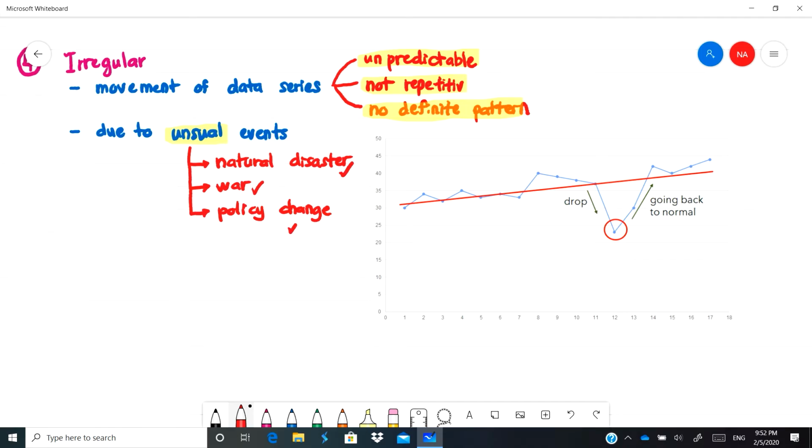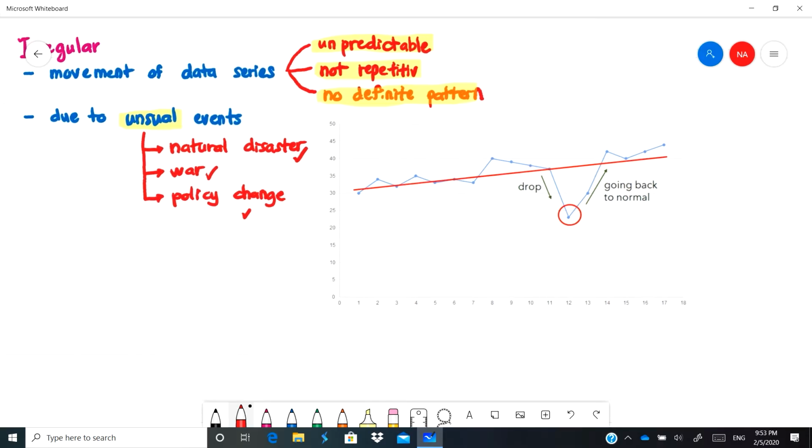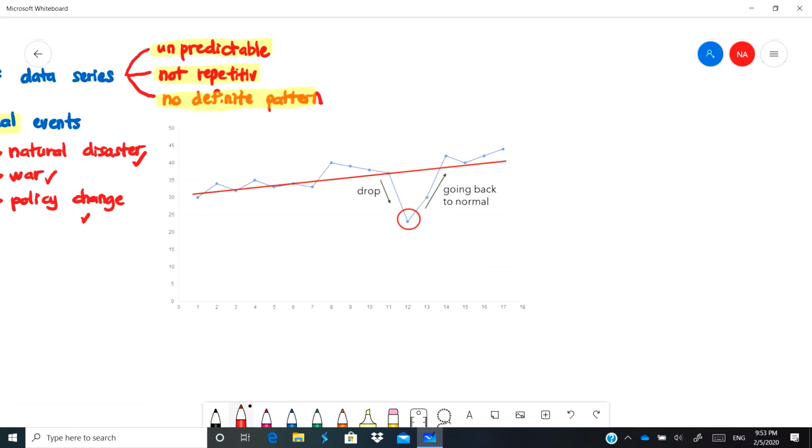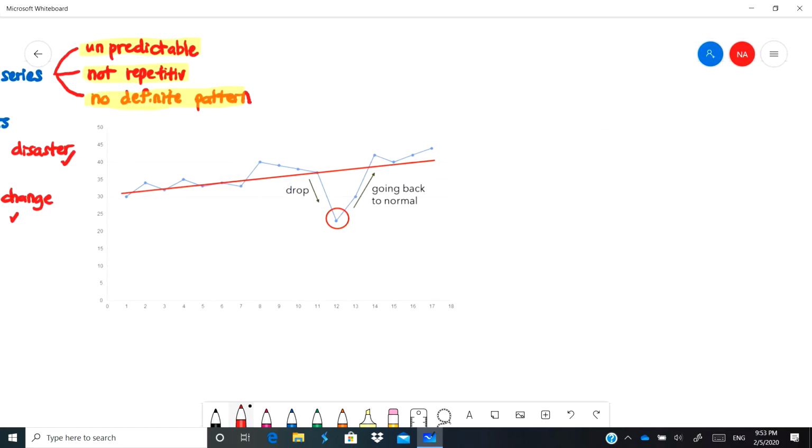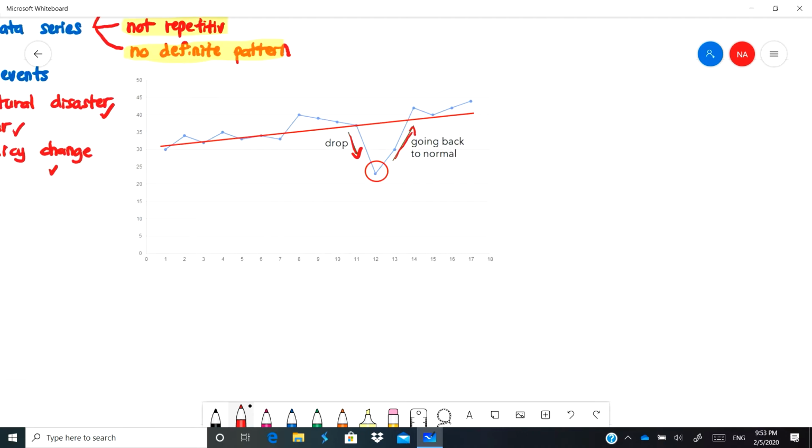For example, we have an increase of groceries price during flood. Another one will be the drop in ticket sales after the MH370 tragedy. Something like that. So if you have this type of graph, they don't have a regular pattern, but it suddenly drops here, and then it's going back to normal. So this is called irregular.